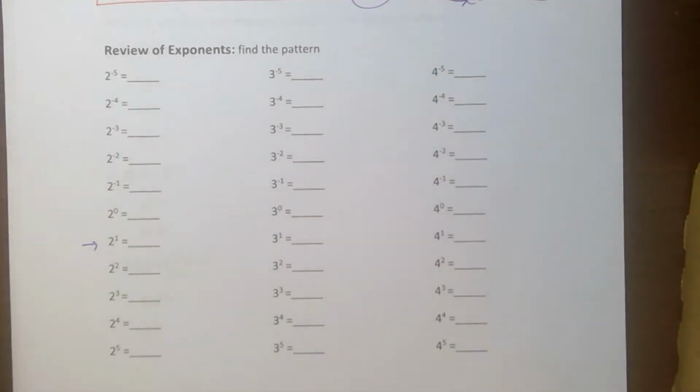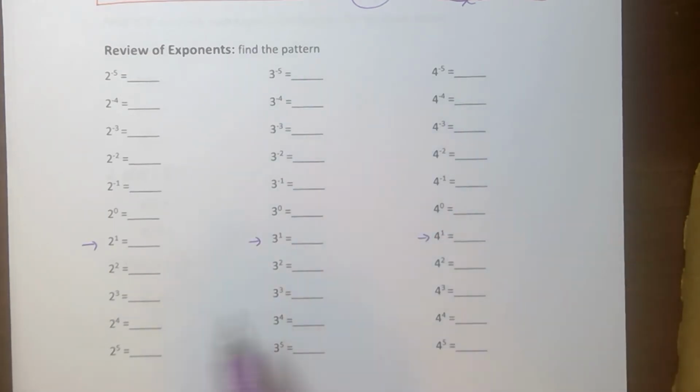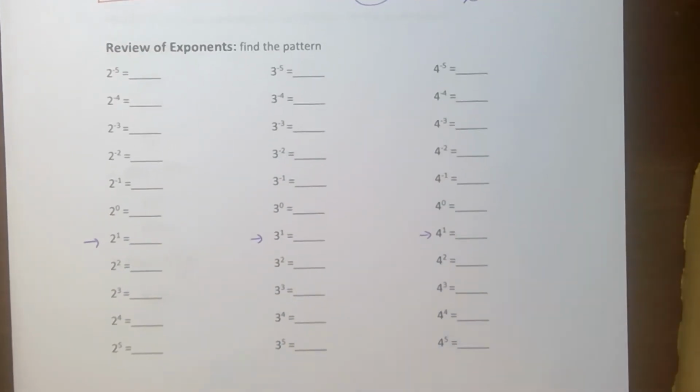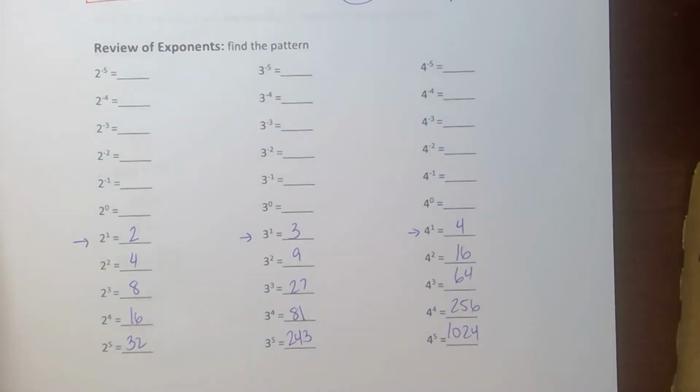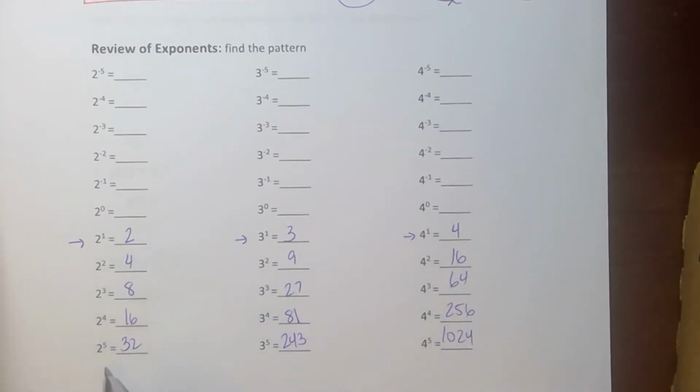So pause your video, and when you come back, I want you to have started for each of the bases, 2, 3, and 4, at the first exponent and move down to the 5th power. Okay, so here we go. I did mine from 2 to the 1st to 2 to the 5th, 3 to the 1st down to 3 to the 5th, and the base 4 down to 4 to the 5th.